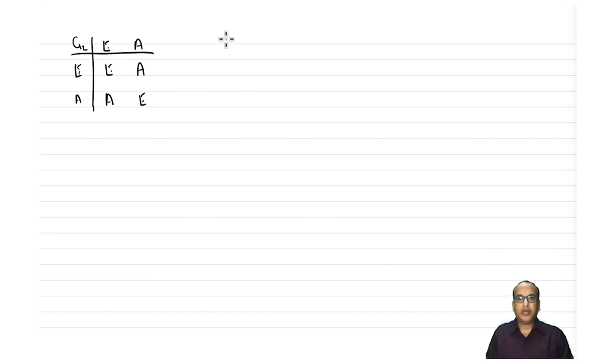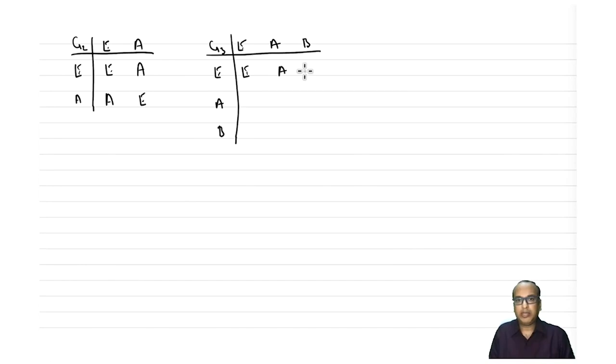Okay, so now let's also try G3. The elements are E, A, B. Now the first row will be the same as E A B because it is multiplied by E, and similarly this column will be E A B. Now we have to write here what is the product of AA, and this will be BA, this will be AB, and this will be BB.